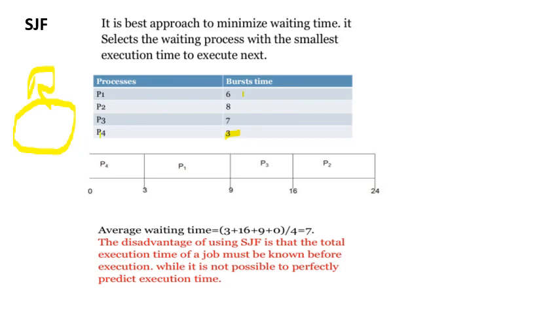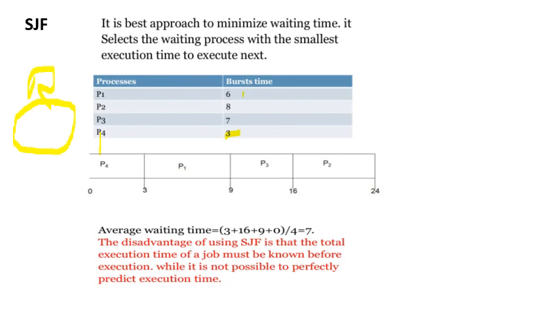The 3 is related to process P4. So first, P4 will be executing; P4 will be allocated the CPU for execution. It wants 3 milliseconds, so it starts at the 0th millisecond and ends at 3 milliseconds.